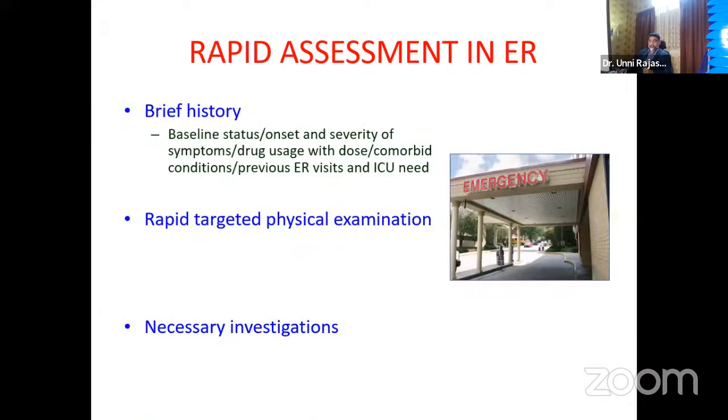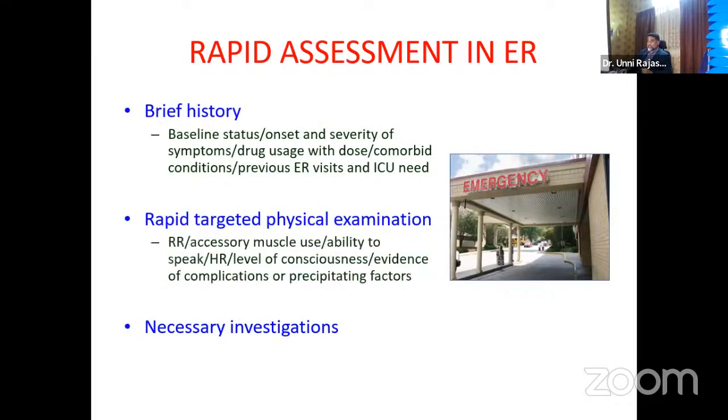So, brief history: we need to understand the baseline status of the patient, severity of the symptoms, what medication the patient is on, any comorbidities, previous ER visits. We need to assess the patient clinically by assessment of the respiratory rate, accessory muscle use, level of consciousness. All this becomes handy, and we need to evaluate with necessary investigations. We have a whole lot of armamentarium of tests like peak expiratory flow, X-rays, SpO2, blood gas analysis, ECG. All these things are handy for our patients.